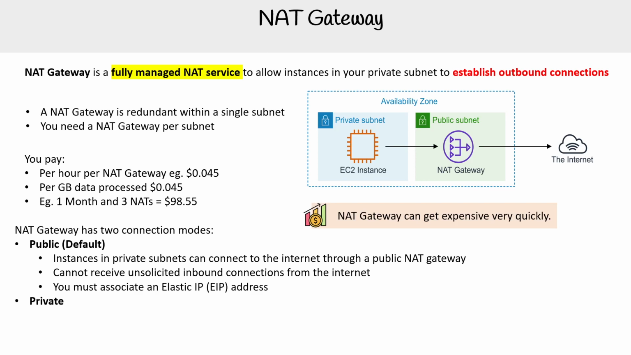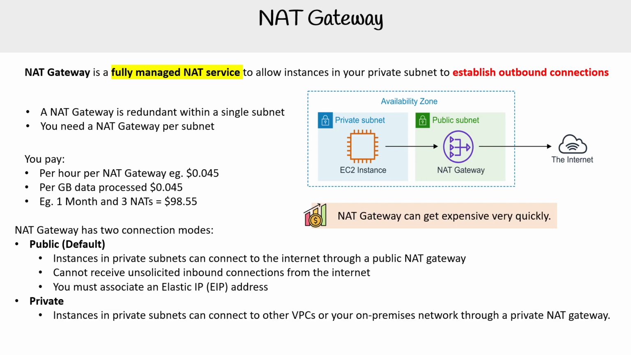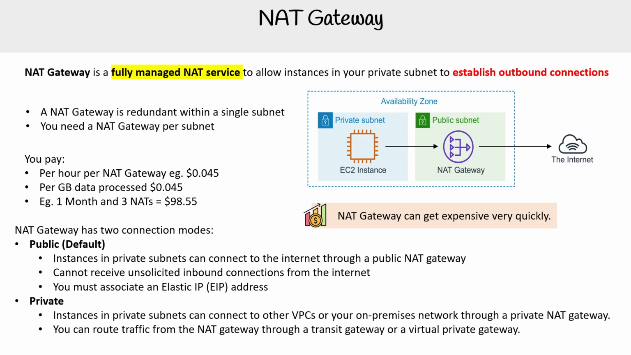Then there's private. I don't remember private existing before, so I feel like this is new. Instances in private subnets can connect to other VPCs or your on-premise network through a private NAT gateway. You can route traffic from the NAT gateway through a transit gateway or a virtual private gateway. You cannot associate an elastic IP address with a private NAT gateway because it's private. If it's public, then you can have a public elastic IP address. It makes sense. There's probably a little bit more nuance to this, but it's not going to show up on your exam, so we're just keeping it straightforward here.